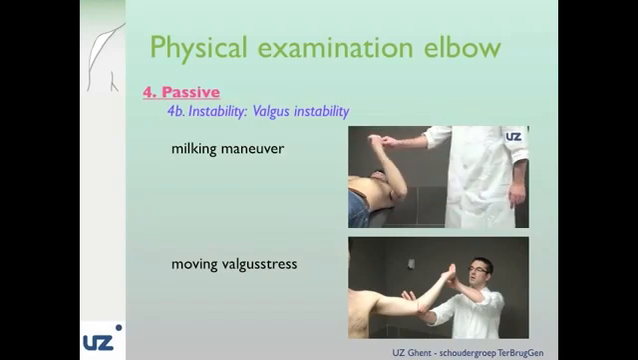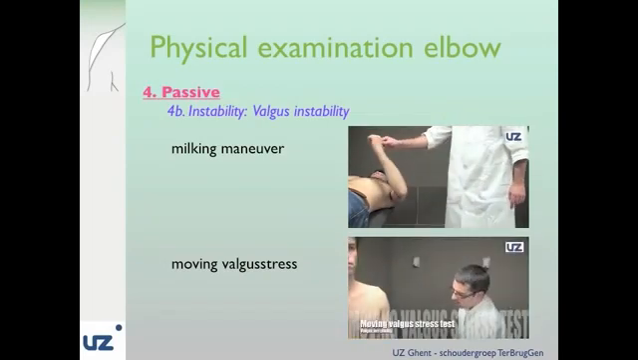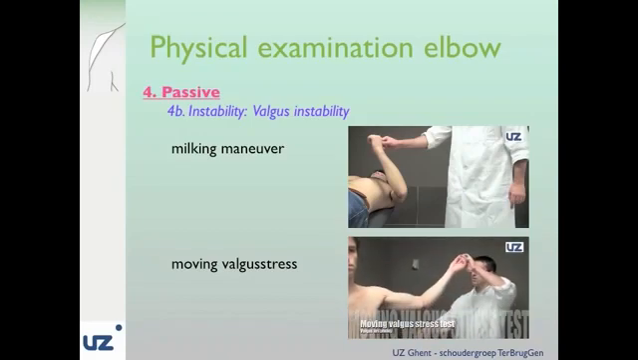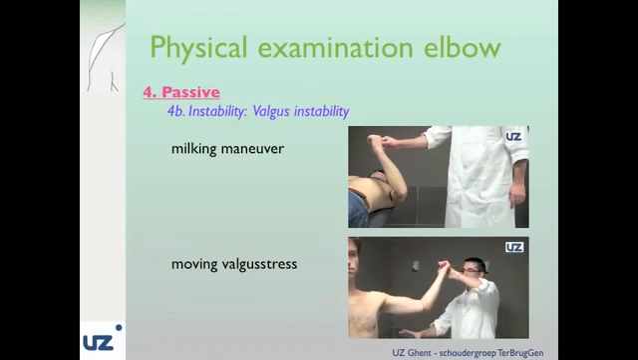The moving valgus stress is perhaps the most sensitive and specific for MCL injury. The shoulder is placed in abduction and external rotation, while the examiner holds the thumb with one hand and supports the elbow with the other.